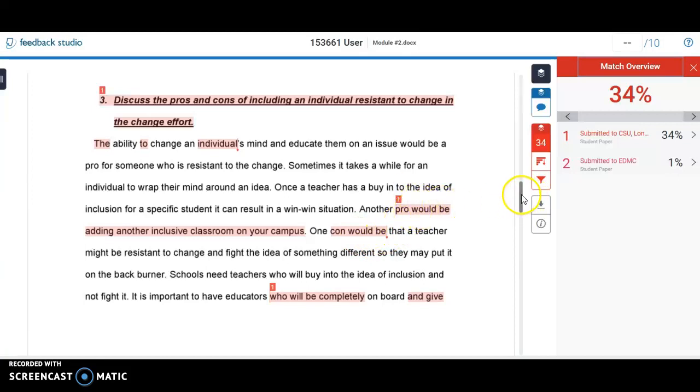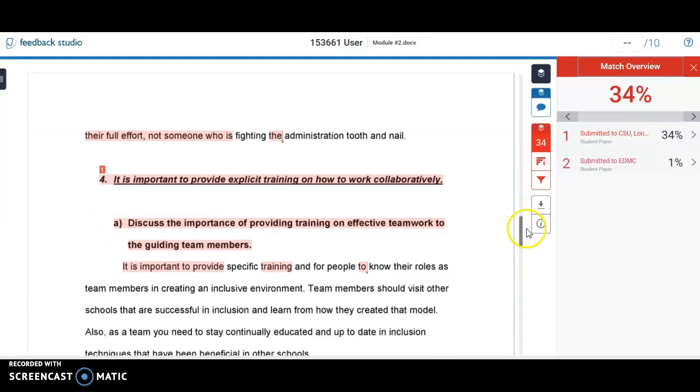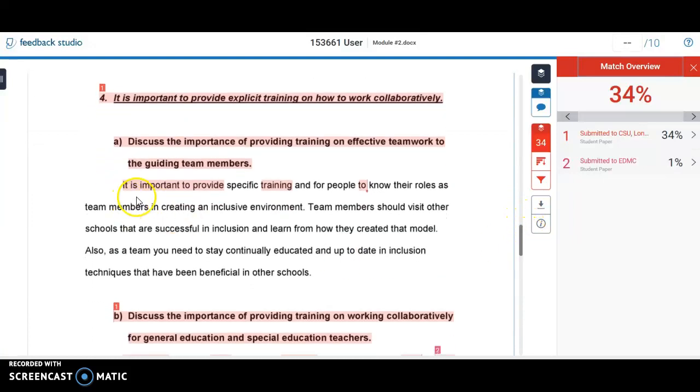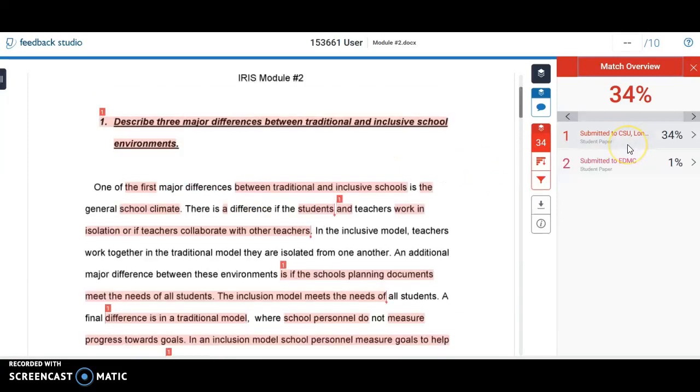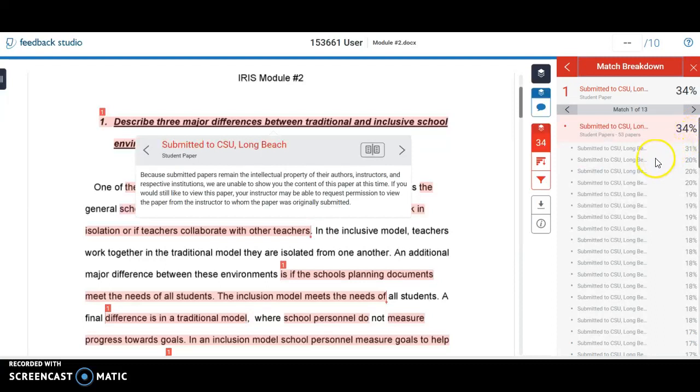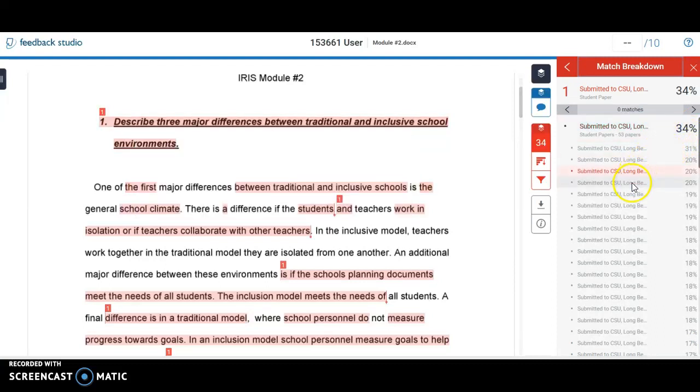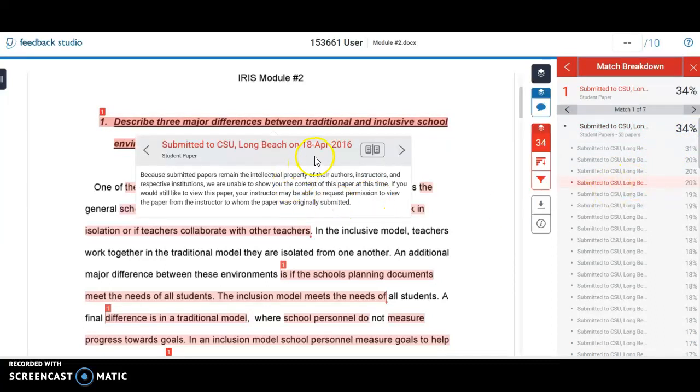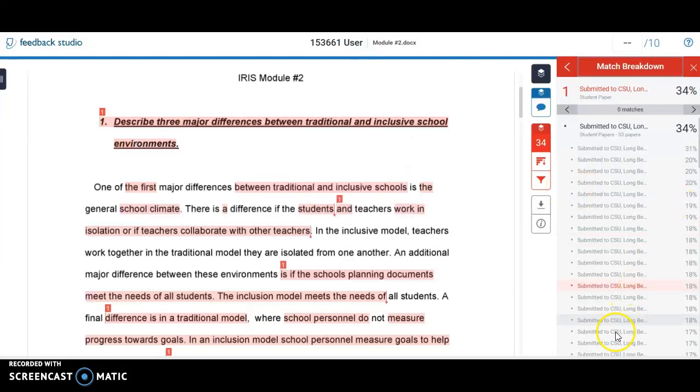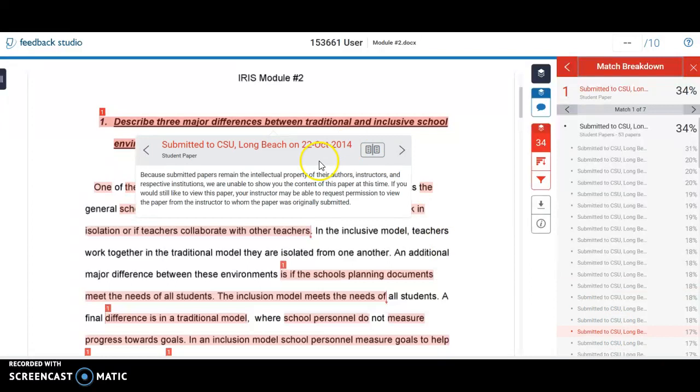It seems very interesting how those words are copied. Then it is important to provide... So I went and looked. This is 34%, right? So I went and looked at it. There's 20%, 20%, 20% turned in by somebody in April 2016. Then we go down to 18% turned in by someone in 2014. Then we go down to 17% turned in by somebody in 2014.